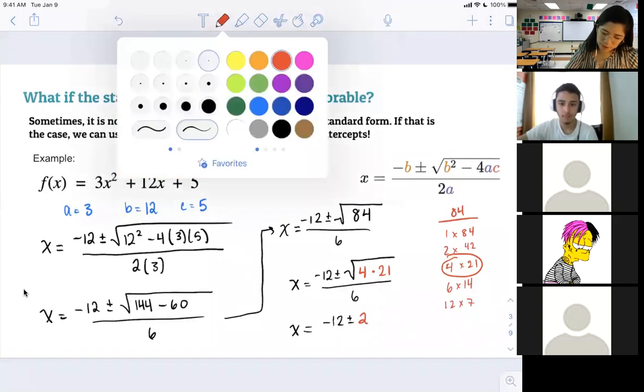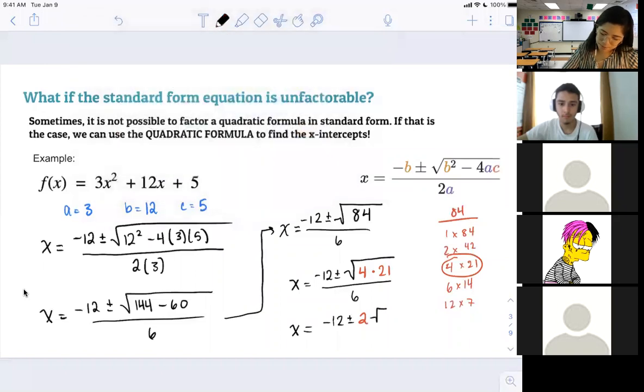And I'm left with the square root of 21 on the inside, all over 6. Any questions on what I did there? So 4 times 21 underneath the radical turns into 2 times the square root of 21, because you basically can take that 4 out of the radical. Any questions?